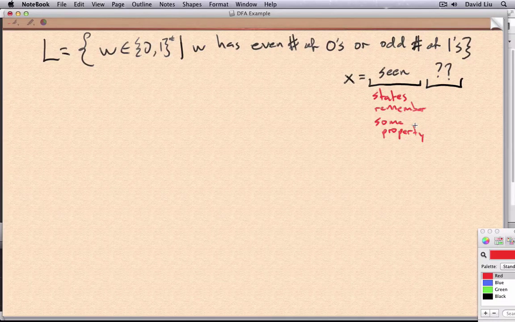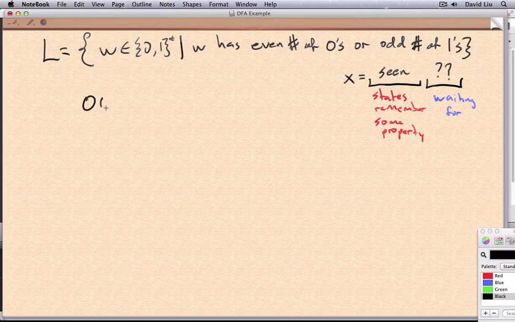Often you can try to figure this out by looking at the complementary property. At a given state, what are we expecting to see? Or what are we waiting for in order to accept? So one thing that you can do if you're having trouble getting started writing a DFA is just write down some strings which should be in the language or should not be in the language.